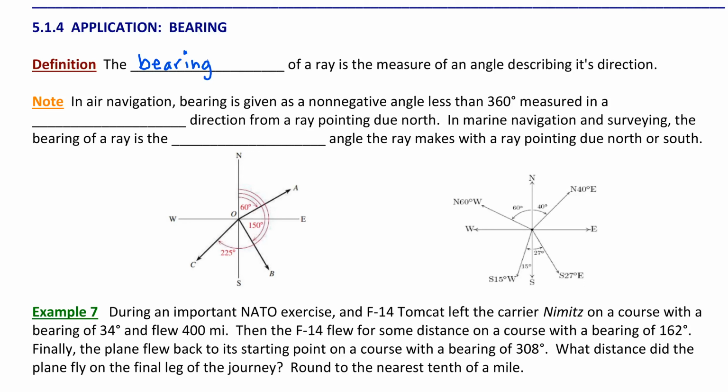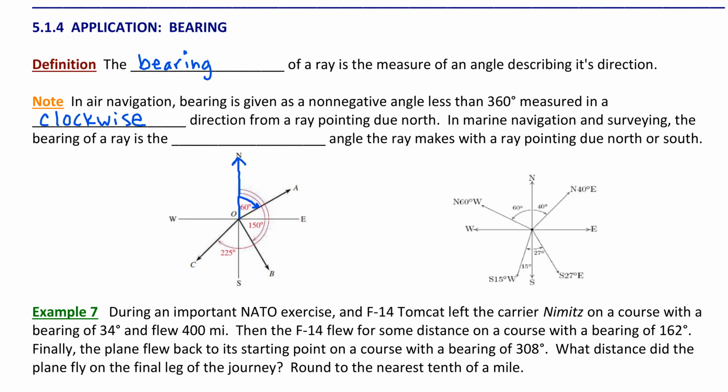Depending on the setting, this can be done in several different ways. In air navigation, bearing is given as a non-negative angle less than 360 degrees measured in a clockwise direction from due north. So all semester we've been analyzing positive angles as being counterclockwise measured from the positive x-axis. However, in air navigation, angles are measured from a ray pointing due north. We can model that as the positive y-axis. Then we're going to rotate in the clockwise direction to get a positive rotation.